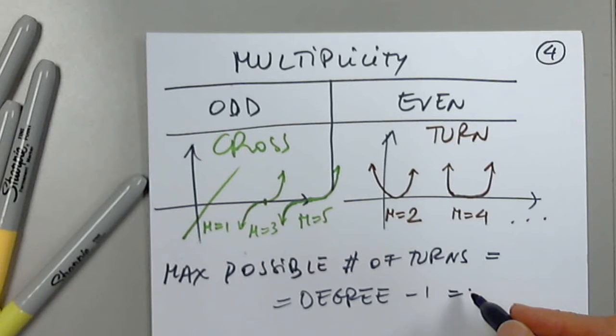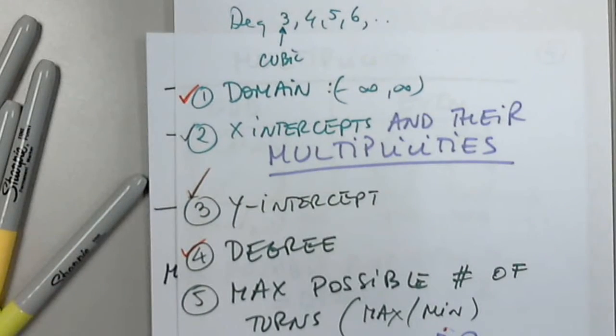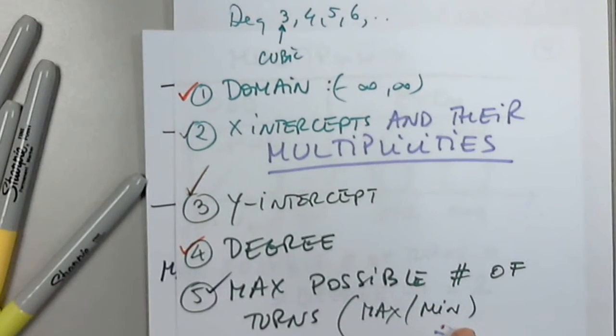It's degree 3 minus 1. So how much would that be? 2. Very good. So it cannot have more than 2. It cannot turn more than 2. It doesn't have to turn. Okay. So we are back to our list. Maximum possible number of turns, always the degree minus 1.